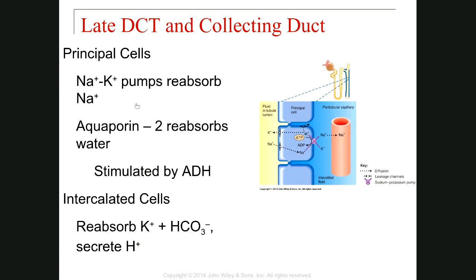And the intercalated cells can reabsorb potassium and bicarbonate. You know that bicarbonate is very important for the buffering system of our blood and also interstitial fluid, so we need it in different parts of our body. And it can secrete hydrogen ion when our blood becomes acidic.